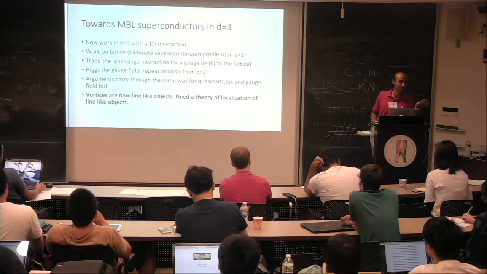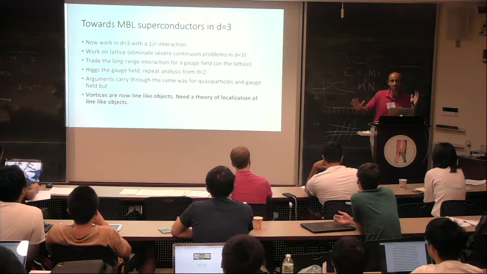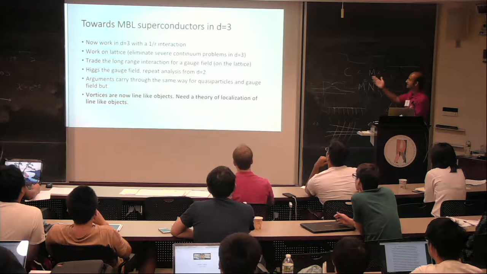I want to tackle one problem at a time. I don't want to tackle the continuous space problem right now, so I'll just put everything on a lattice. I have fermions on a 3-dimensional lattice with a 1 over R interaction, and just deal with the long-range interaction problem. I can still trade the long-range interaction for a gauge field on the lattice.